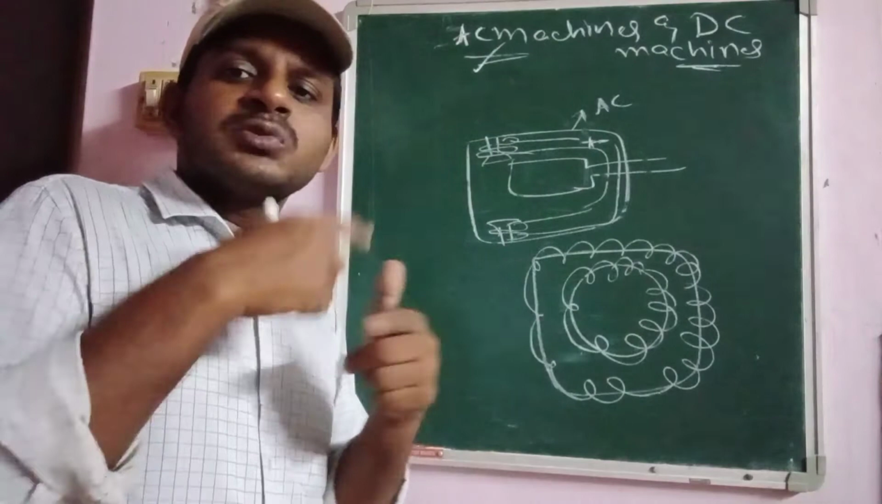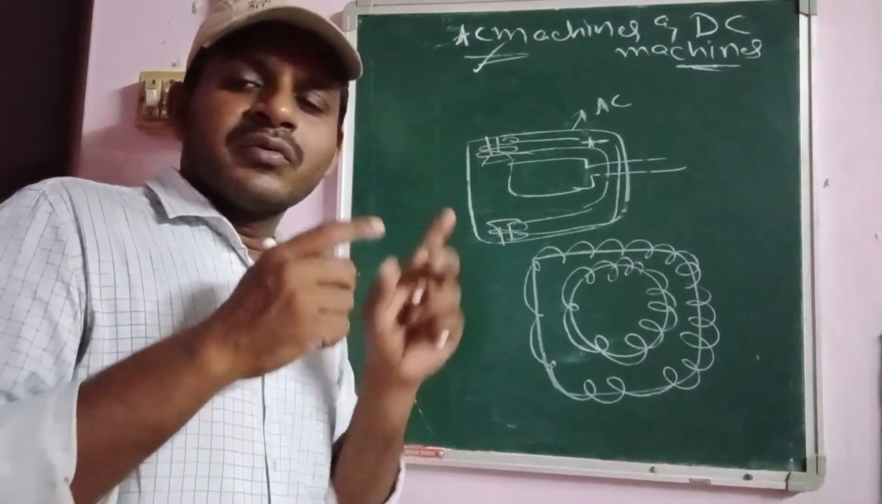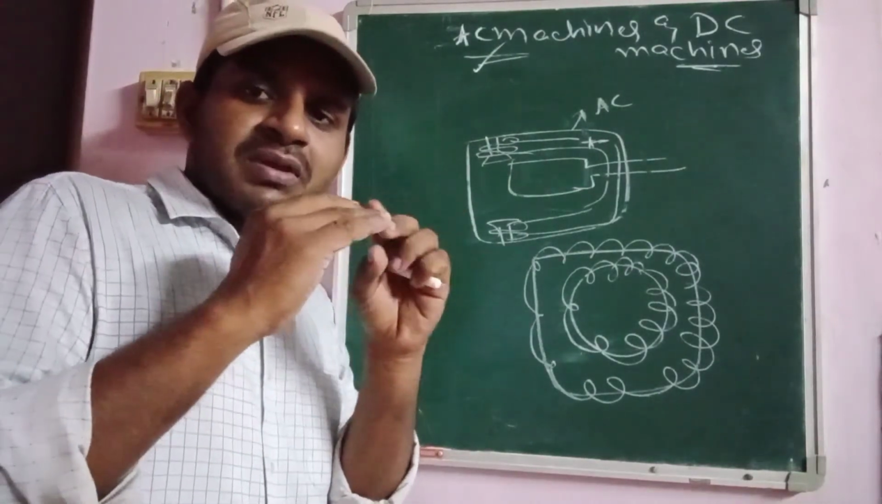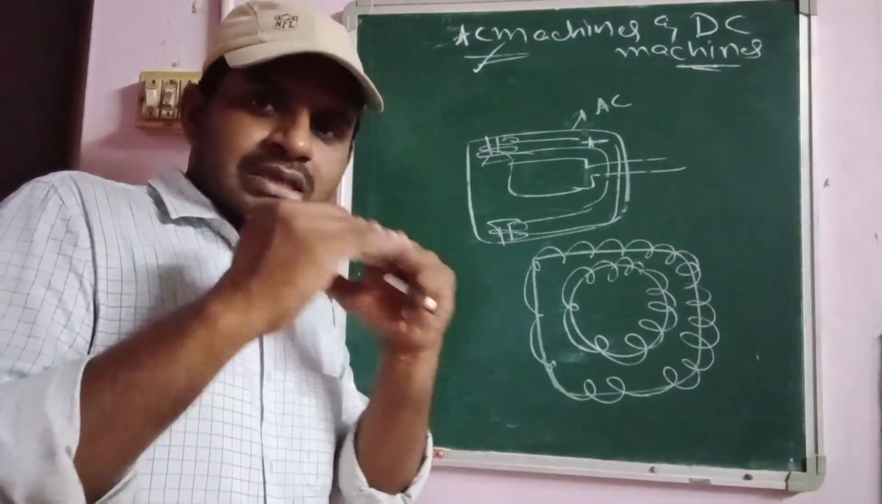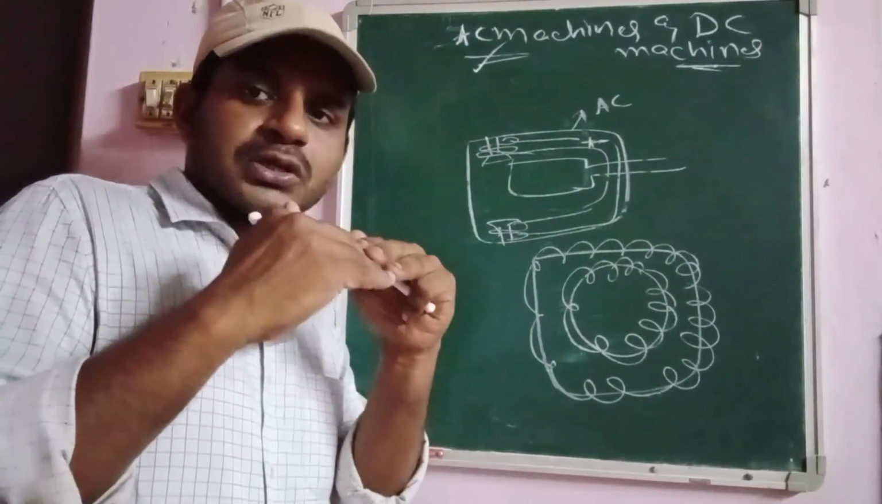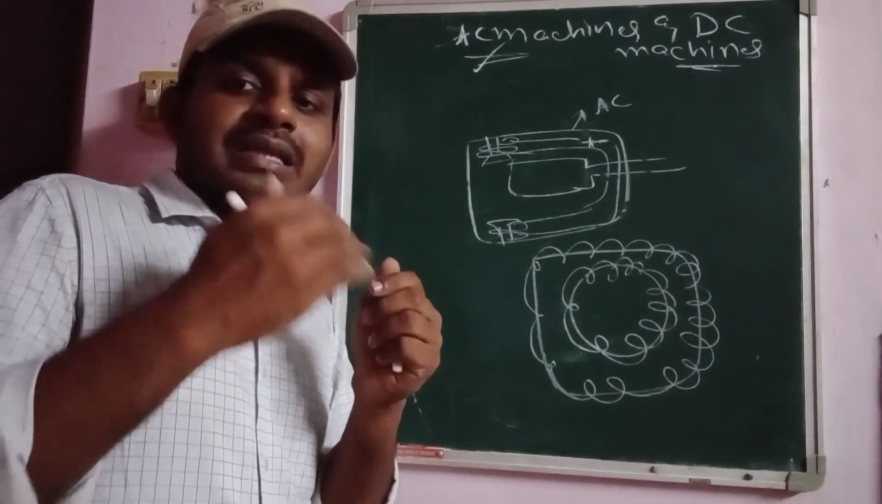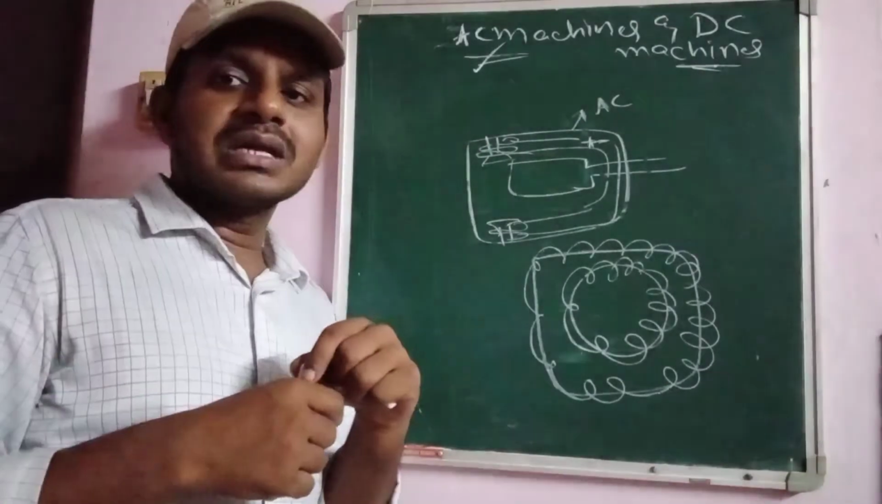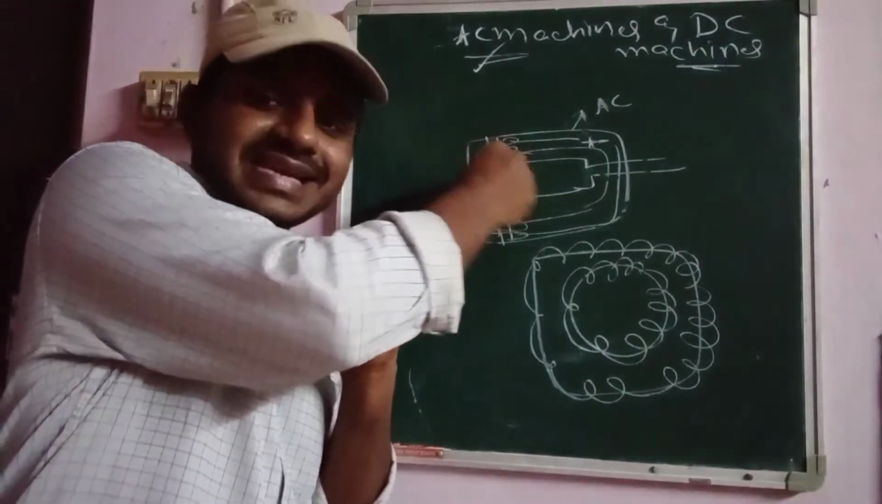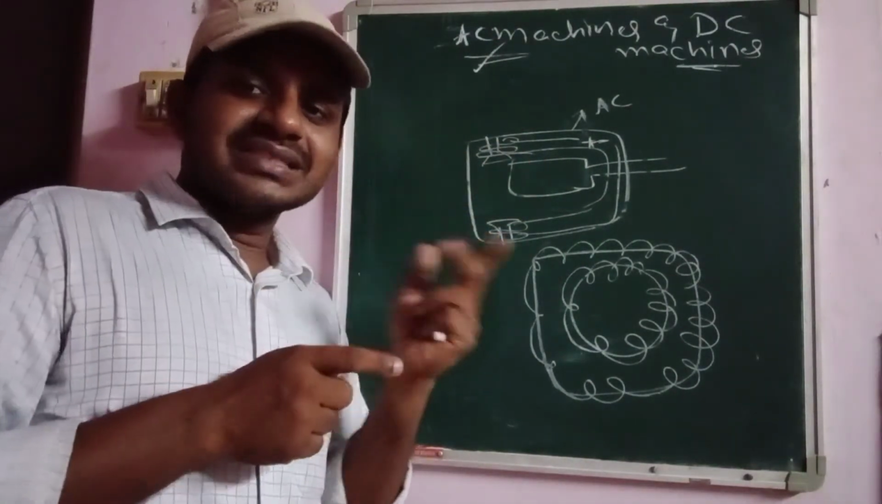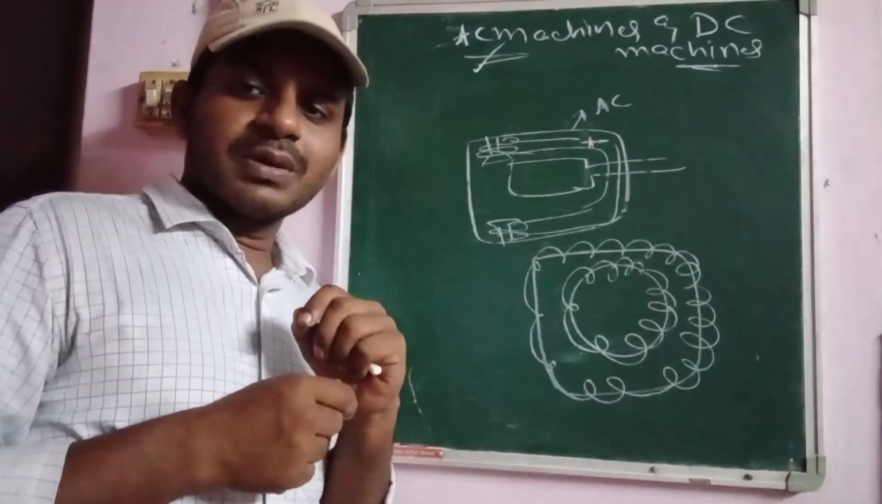Why? Because the armature is not rotating, so it stays at a constant, fixed position on the stator. That's why we can continuously supply and draw power at high voltage levels, which is possible in the case of AC machines. But that is not possible in the case of DC machines.